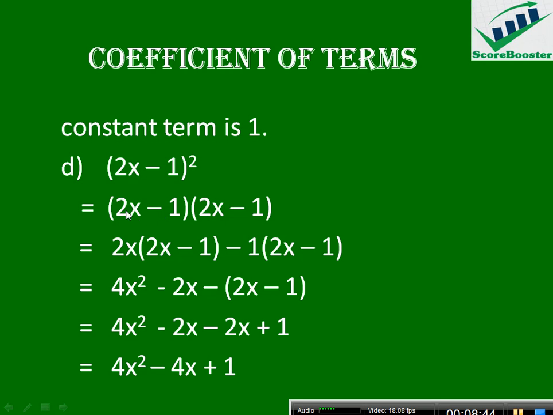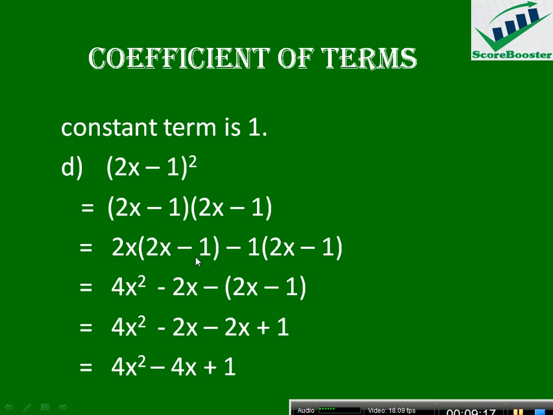You take the first term in the first bracket to multiply the whole of the second bracket, and then the second term in the first bracket to multiply the whole of the second bracket. So you have 2x multiplied by 2x minus 1, minus 1 multiplied by 2x minus 1. So 2x multiplied by 2x: 2 multiplied by 2 is 4, 4 multiplied by x is 4x, and 4x multiplied by x, we have 4x squared. x multiplied by x will be x squared. x squared multiplied by 4 is 4x squared.